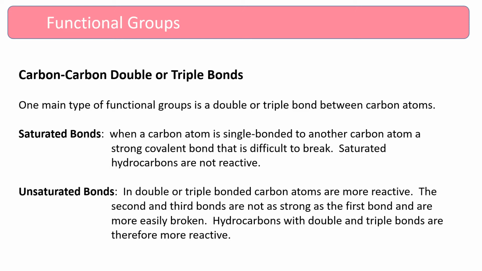Unsaturated bonds, however, occur in double or triple bonded carbon atoms, and they become more reactive. The second and third bonds are not as strong as the first bond, and therefore are easily broken. Hydrocarbons with double or triple bonds are therefore more reactive.